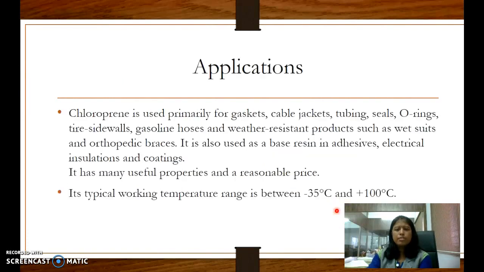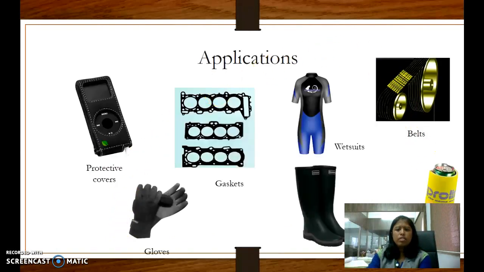Let us move to the further slides. These are various application parts. It is primarily used for gaskets, cable jackets, tubing, seals, O-rings, tire sidewalls, gasoline hoses, etc. It is also used as a base resin in adhesives, electrical insulation and coatings. It has many useful properties and a reasonable price. Typical working temperature is -35 degrees Celsius to +100 degrees Celsius. These are various applications. Some of the applications I have shown.